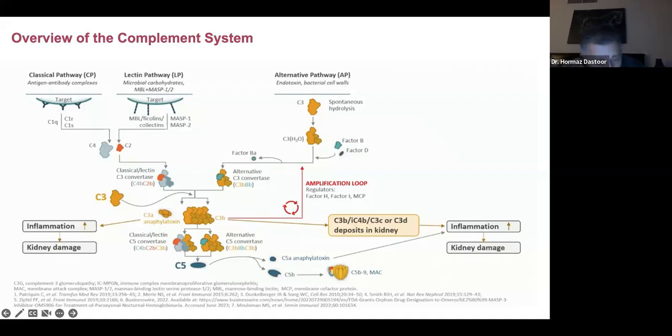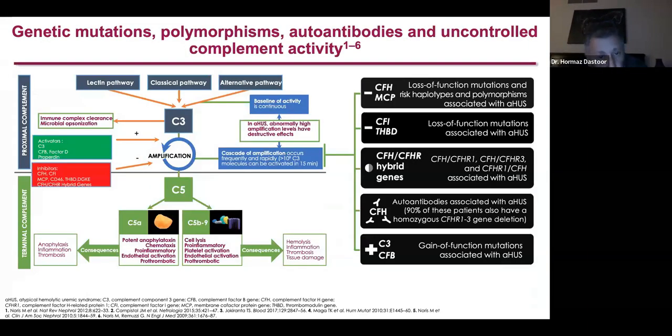So if we just step back and think, what factors will result in unregulated complement activity? If you have an excess of factor B, factor D, or C3, you will have an increase in complement activation. If you have a decrease in factor H, factor I, or MCP, that will also result in increase in complement activation. So it's a bit complex pathway, but remember, I didn't make this pathway. I'm trying to simplify it.